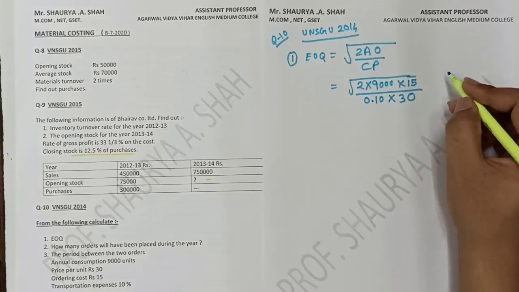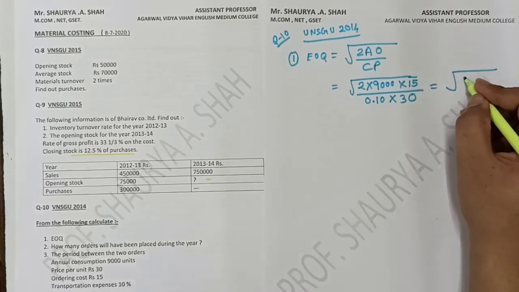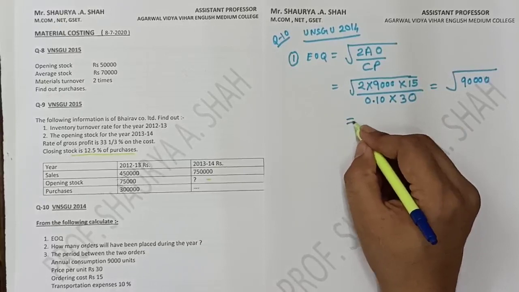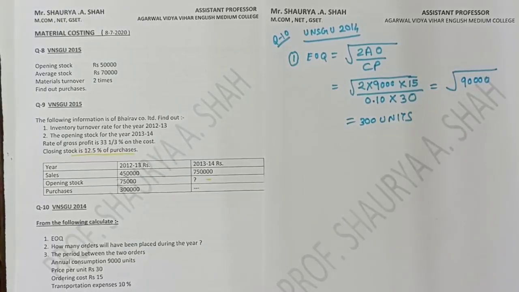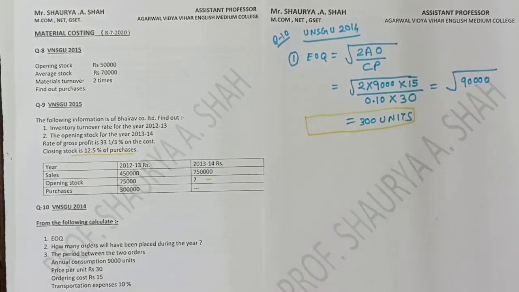So when you solve this, you get 2 into 9,000 into 15, which is 2,70,000 divided by 3, right? So 2,70,000 divided by 3 gives you 90,000. So under root 90,000 will be our answer, that is equal to 300 units, right? The first question which they have asked is your EOQ. So what is the EOQ answer? EOQ is 300 units, students, right?